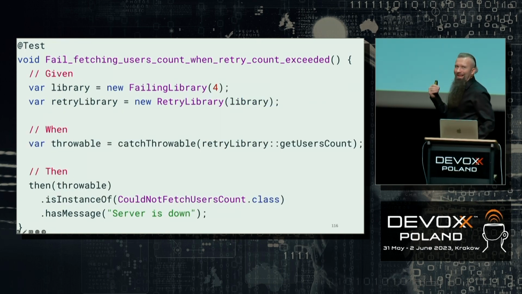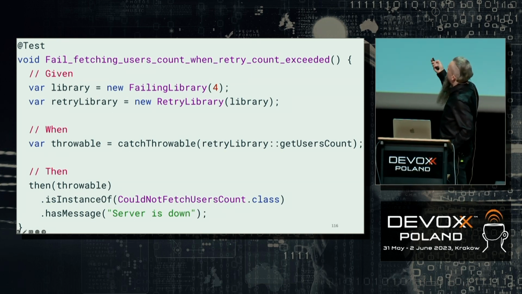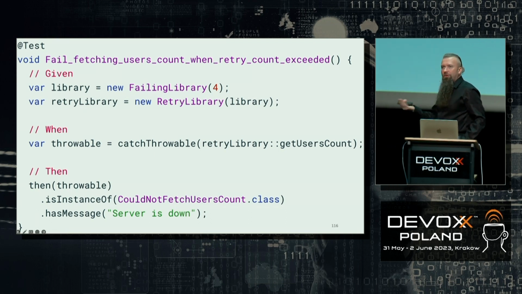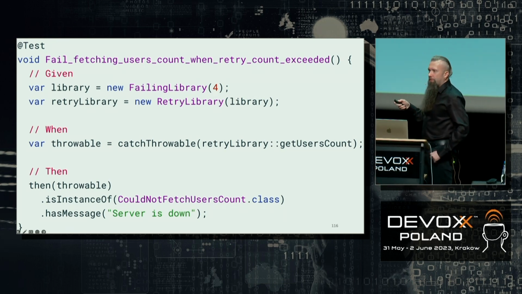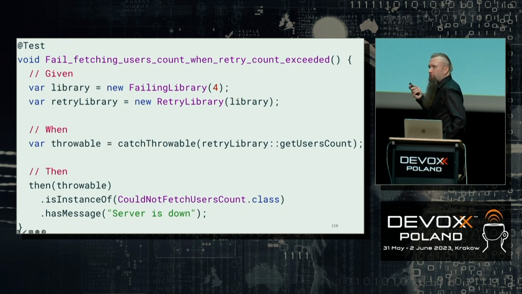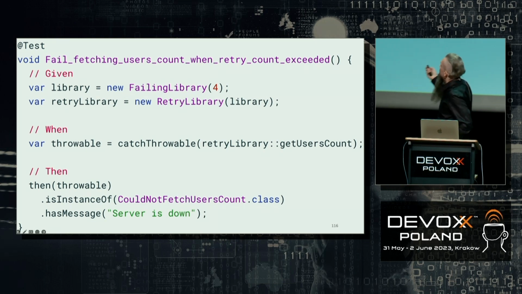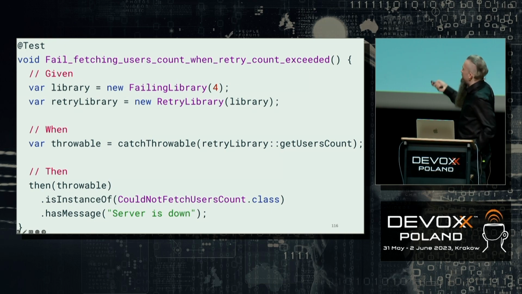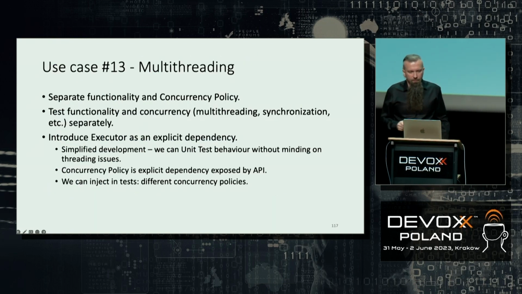And of course, we can do extremely simple testing for the failing part. As I mentioned, we can now alter the behavior of our failing library fake. Let's put the value 4, so we know that we are going to do 3 retries, but now the fake library is going to do the 4 retries. So when we call retry library getUsersCount, now we are expecting the throwable could not fetch users count, with some message like server is down or whatever.